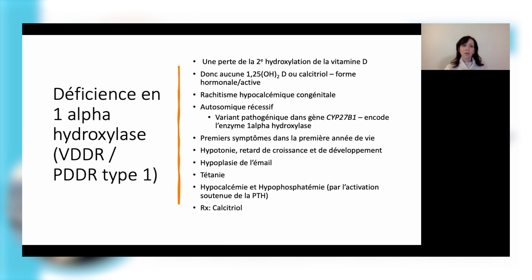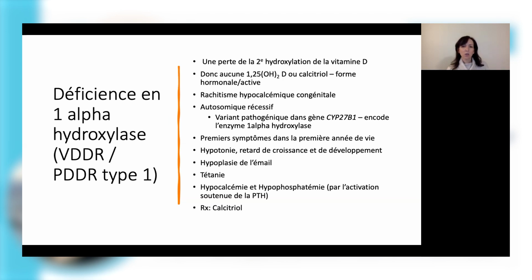So when you have a deficiency in that 1-alpha hydroxylase, you're losing the ability to activate your vitamin D into the active hormonal form. This is known as hypocalcemic congenital rickets. It's an autosomal recessive disease where you have a mutation in the CYP27B1, which encodes that enzyme. The symptoms happen in the first year of life. Some of the kids in our clinic almost went to a muscular biopsy because they thought the child had a neuromuscular disorder, but really it was 1-alpha hydroxylase. So, side note, if you have a very hypotonic child, calcium should always be part of your initial screen.